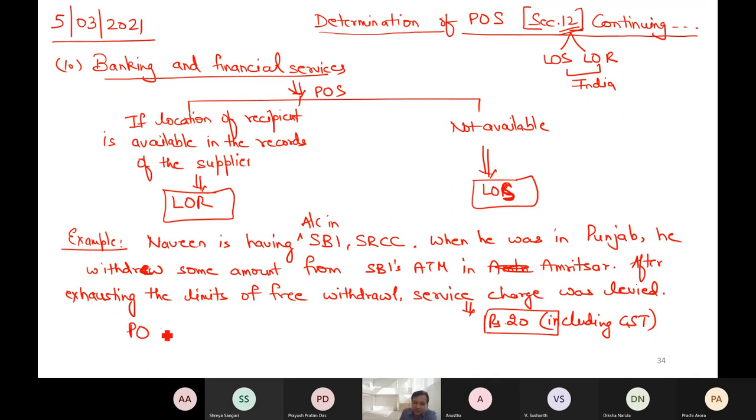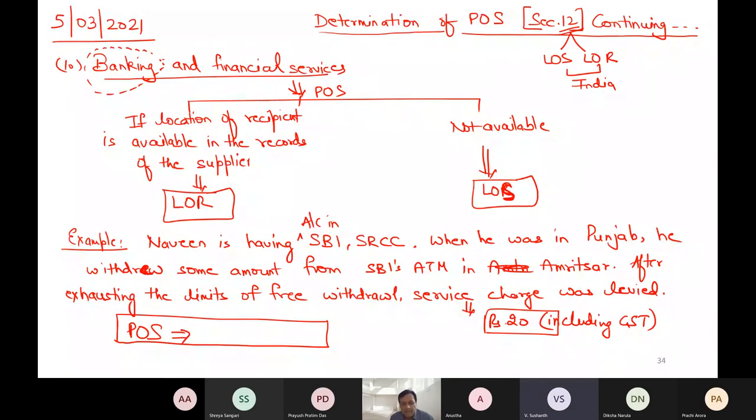Logically, it's a banking service, so the place of supply will be determined as per this rule. Can you tell me the place of supply? Which government will get the revenue? I'm waiting for your answer. Sir, Delhi. Delhi, why? Sir, I think it should be Punjab because the location of recipient is Punjab right now.